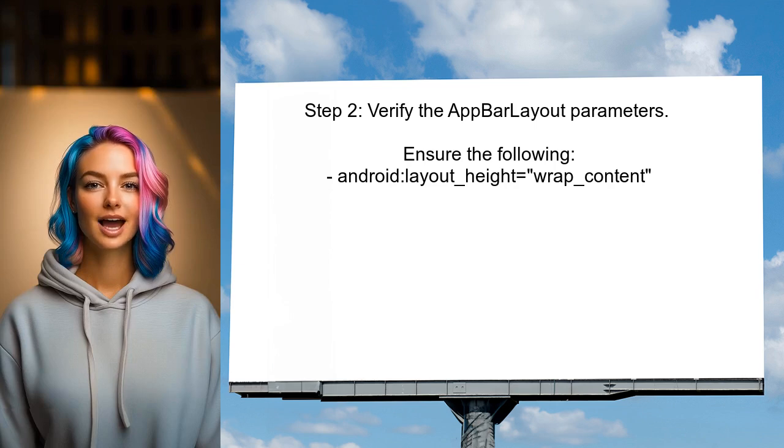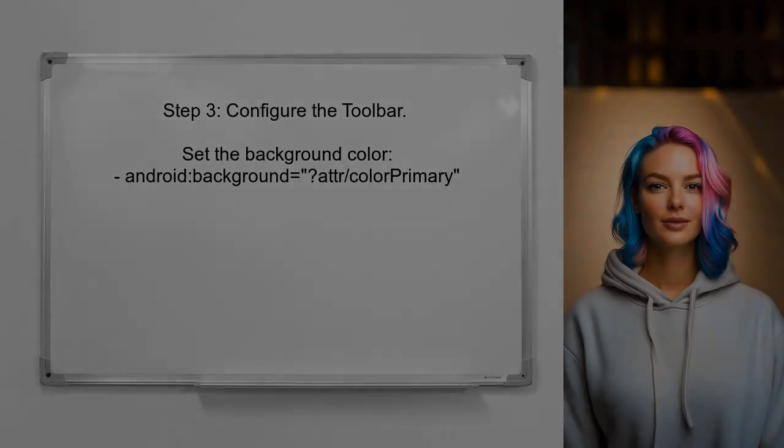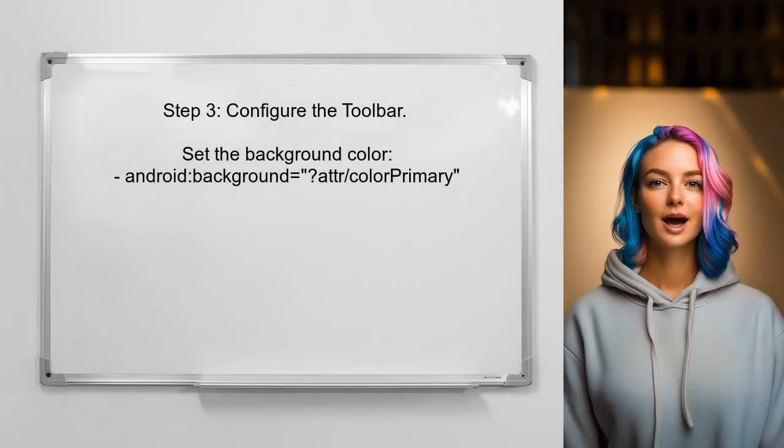Next, the user should check the layout parameters of the app bar layout. It should be set to wrap content, which allows it to adjust its height based on its children. Additionally, the user should ensure that the toolbar inside the app bar layout is properly configured. The toolbar should have a background color that matches the app bar layout to avoid visual overlap.